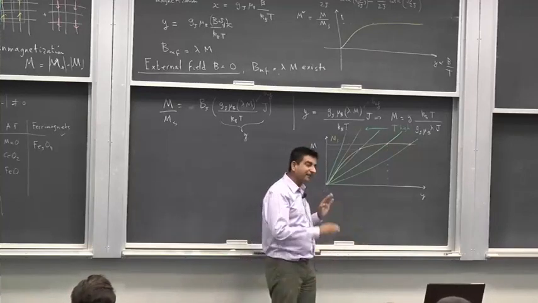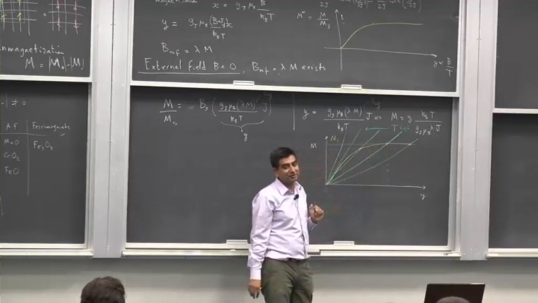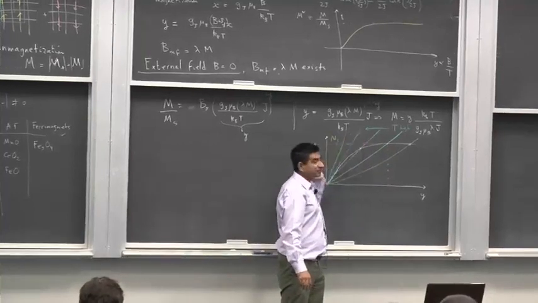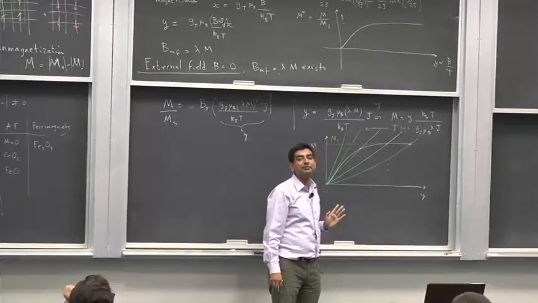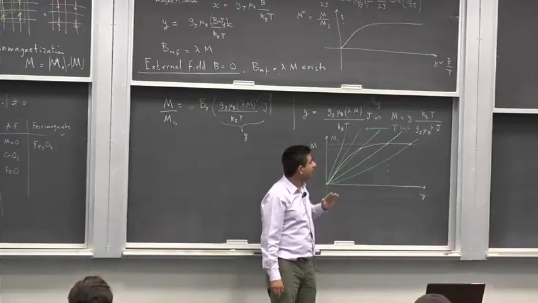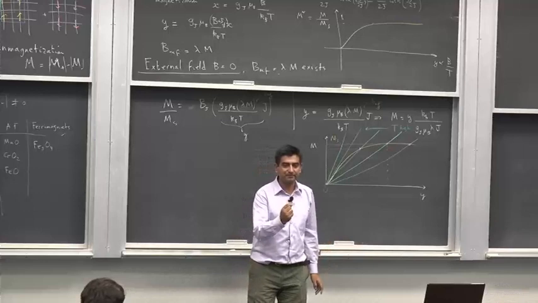Now, how do I find the regime of temperatures in which there is a non-zero magnetization versus the regime where the magnetization is 0, the sample is 0? Yes? Wouldn't there be an infinite number of lines? Yes, there would be an infinite number of lines. Fine. But how do I find the critical transition in the temperature?